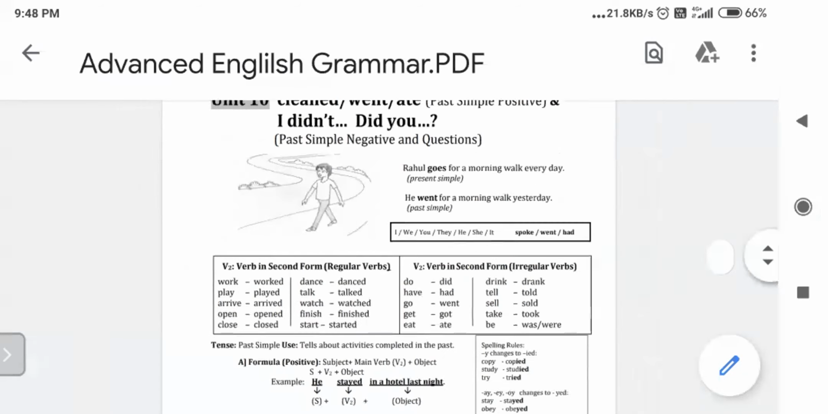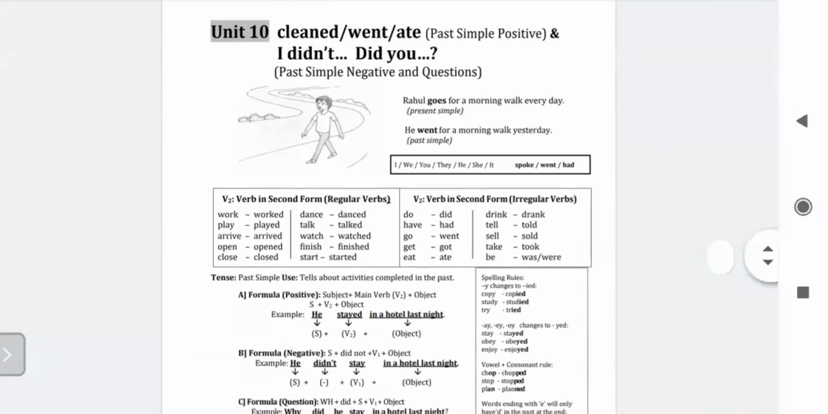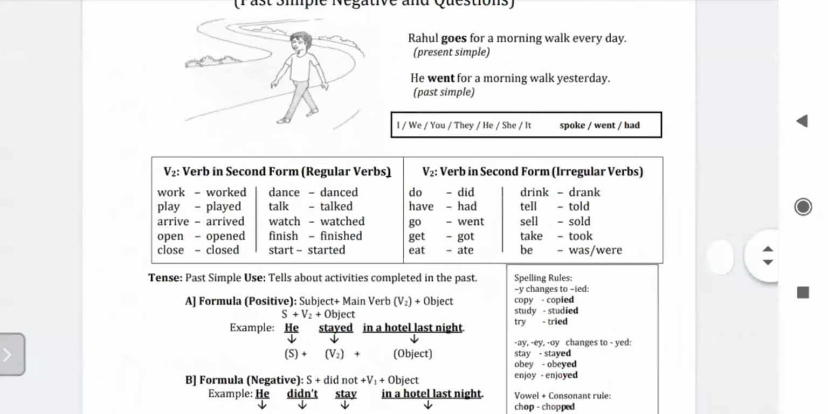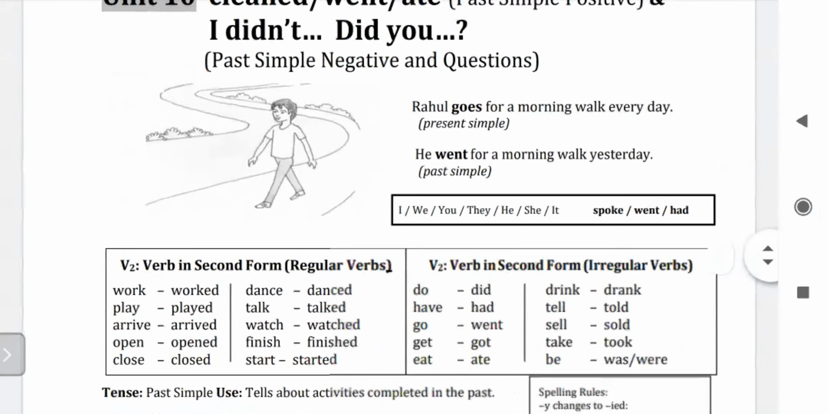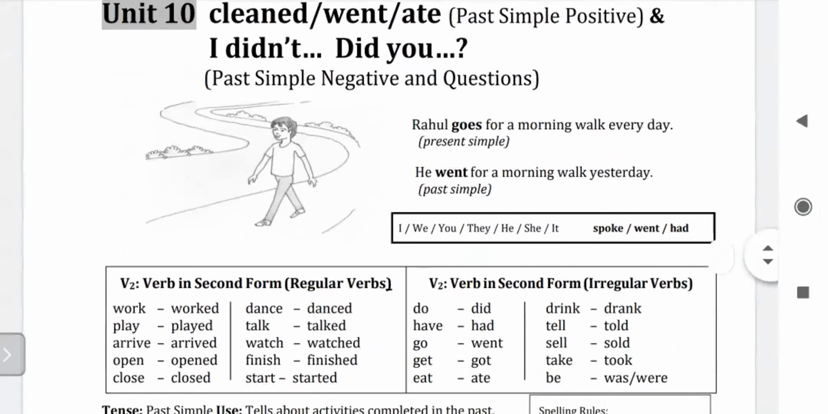That's what we're dealing with over here. And you are going to be the one reading it for me, starting right from the top, the very first line. What kind of words are there? Clean, went, ate. Past simple positive. And I didn't, did you? Past simple negative questions. Right.